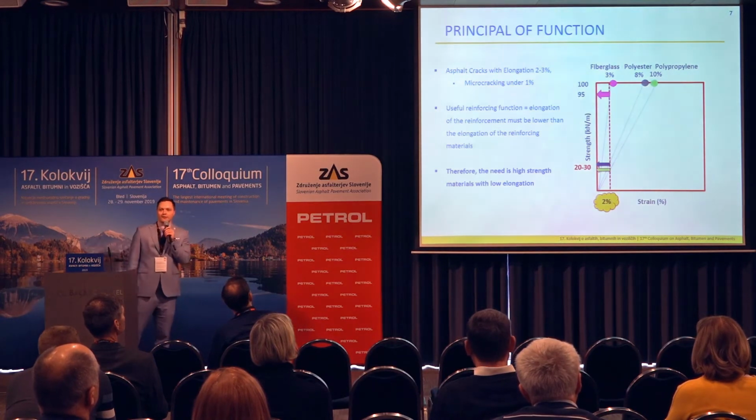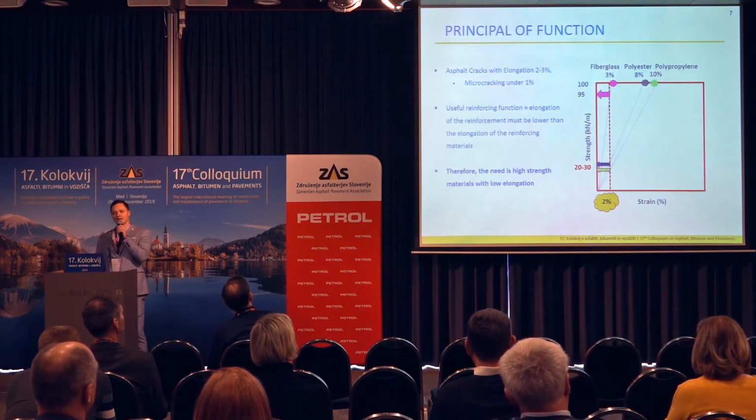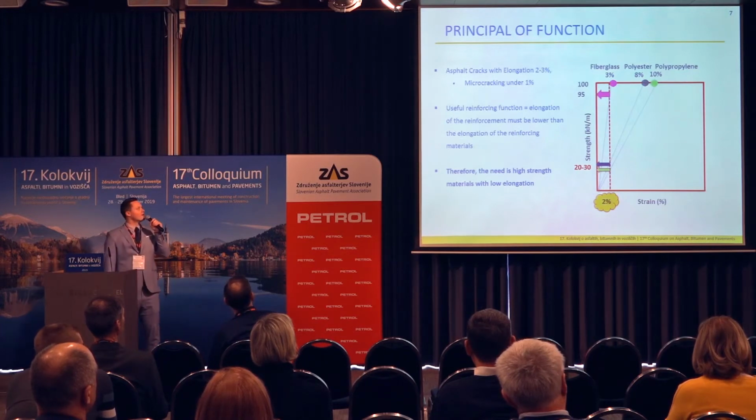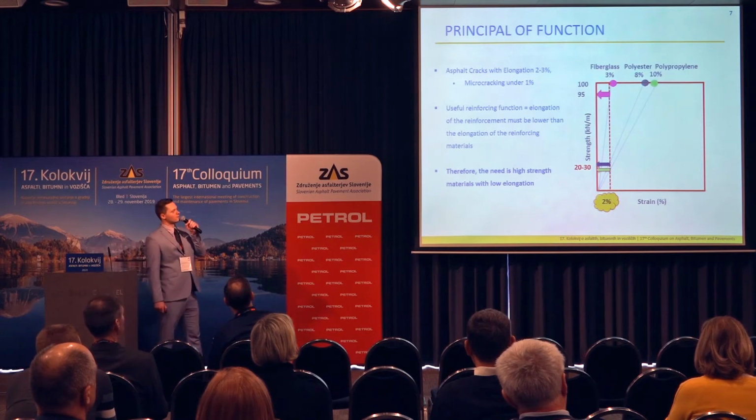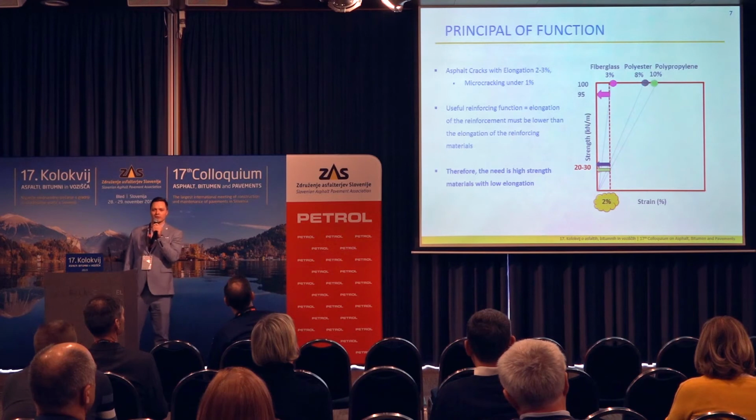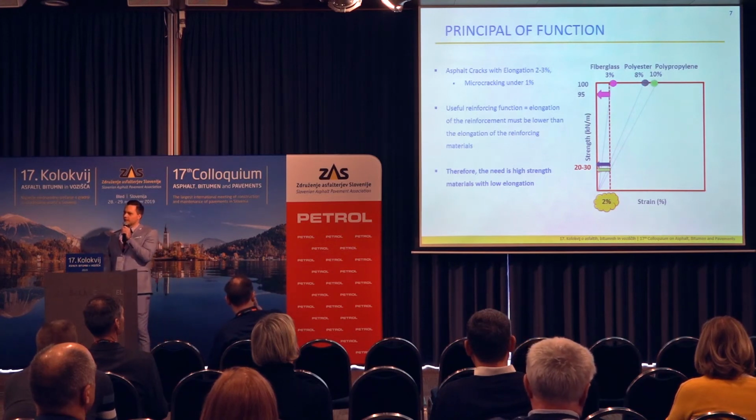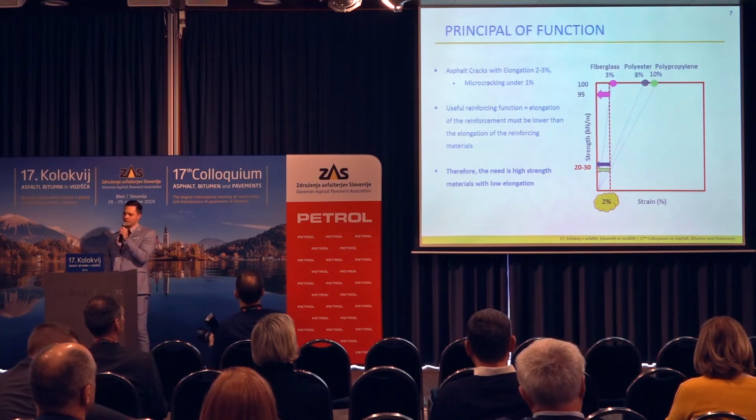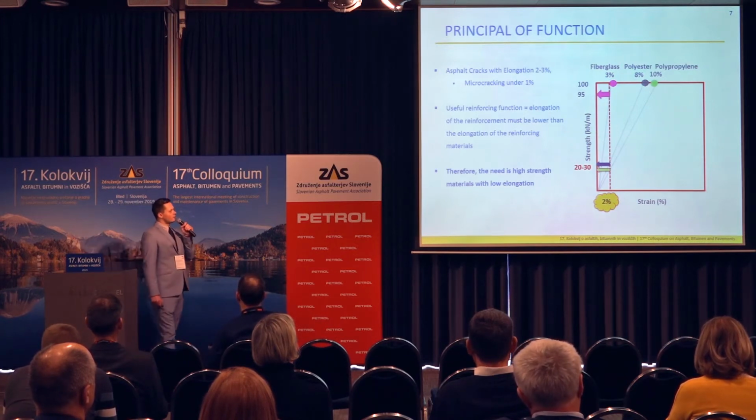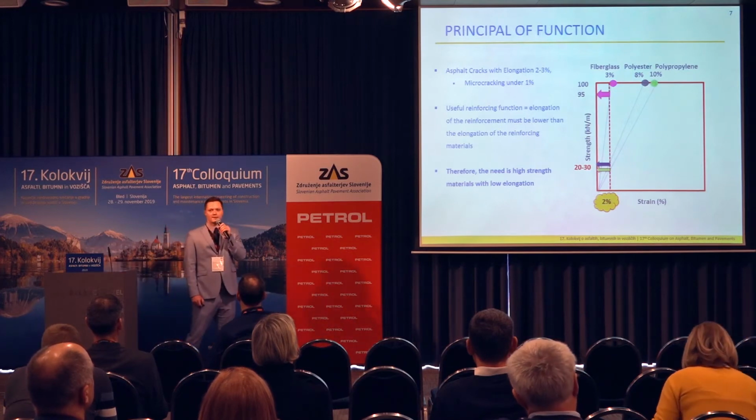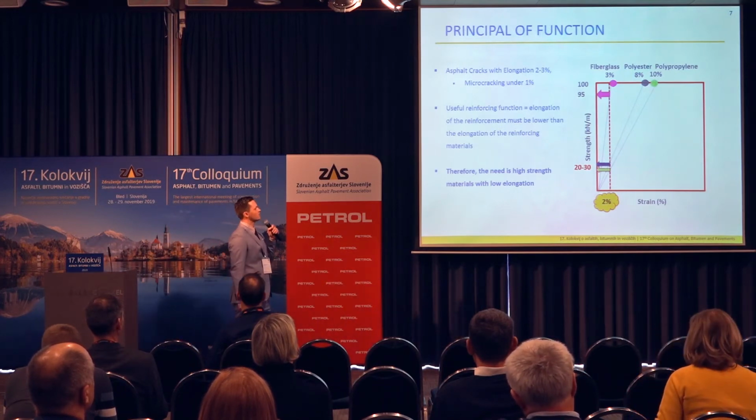So the microcrackings in the asphalt, which is not visible by the eye, starts at 1% elongation. And the cracking, which is visible by eye, starts around 2 to 3%. So if you reinforce the material, you need that the material you use as the reinforcement has a lower elongation than the material you are reinforcing. Therefore, you need the material with high strength and low elongation.